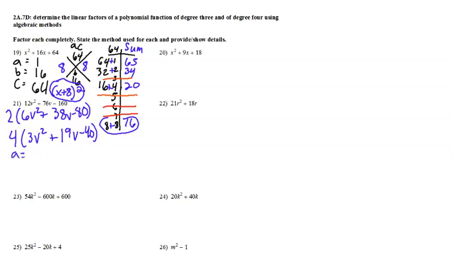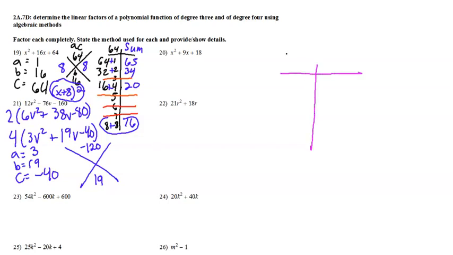So from here, we're going to identify A, B, and C. A would be 3, B is 19, and C is negative 40. Draw our x. A times C is negative 120, and our B is 19. We're going to find two numbers that multiply to give you negative 120, and they add to give you 19. So from here we can list out some factor pairs on the side, and then we will find the sum of 19. This is a negative number, so we're going to have a positive number and a negative number here. And the bigger number is going to be positive because our answer needs to be 19.